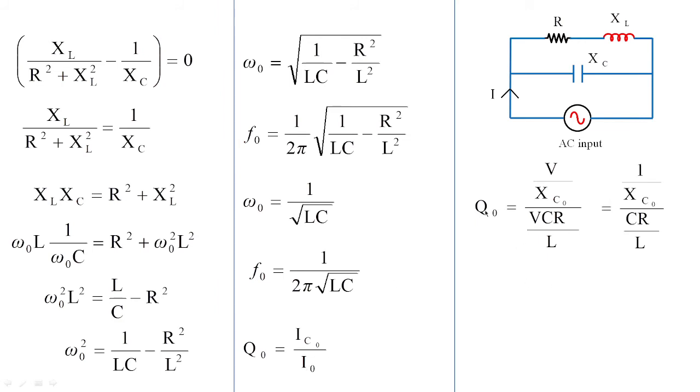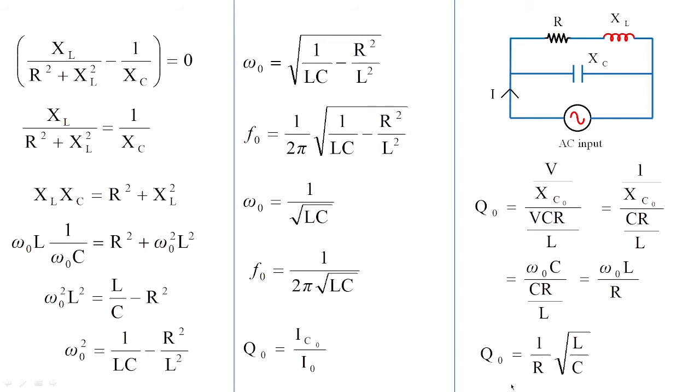So you are going to obtain the value of Q naught to be omega naught C by CR by L. So this is nothing but omega naught L by R. When you substitute the value of omega naught in terms of 1 by under root LC, you are going to obtain Q naught to be 1 by R under root LC.